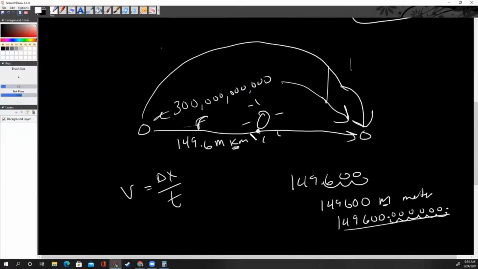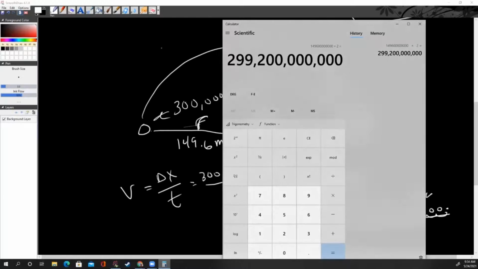So that's our displacement. So we already know this number. It's 300 billion. I think it's 302 billion or something, but it's fine. That's close enough. Now we need to know the time. How long does it take to get there? Halfway around the sun. It takes 1 year to go all the way around, so it only takes half a year. It takes 6 months.